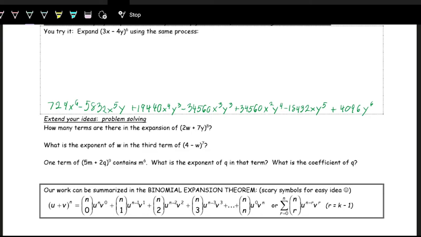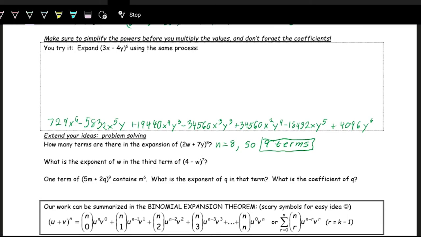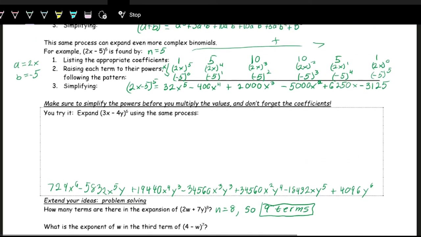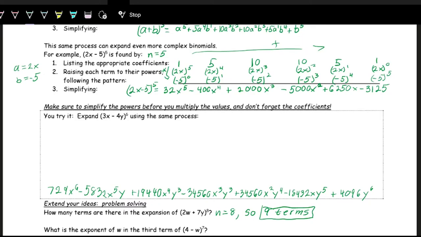So a lot of times what you may be asked are certain pieces of the binomial expansion. For example, if we want to see your understanding of the binomial expansion, we can ask how many terms are there in the expansion of 2w plus 7y to the eighth power. Well, the n here is 8, so there are n plus 1 terms, which means there are 9 terms in this expansion. Just like with the previous example that I wrote above, there are 7 terms here if you count them out, and then the one with the fifth power, there are 6 terms if you count those terms out.